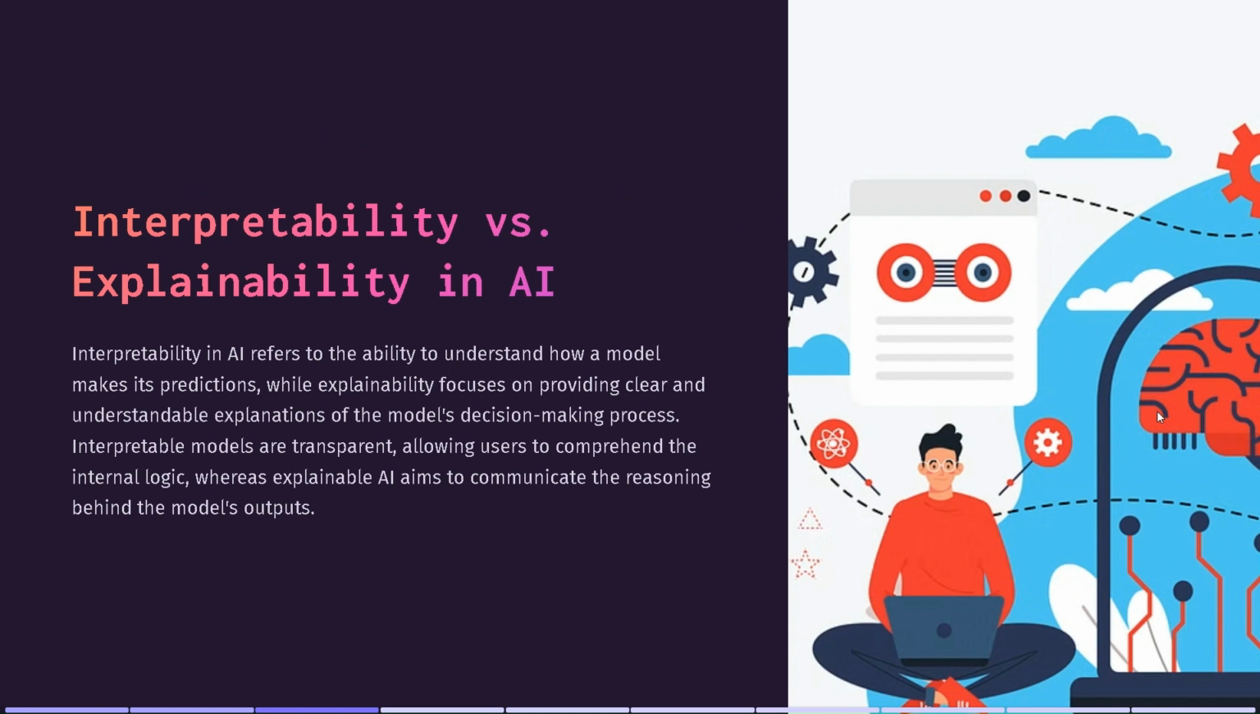When we say interpretability versus explainability in AI, interpretability refers to the ability to understand how a model makes its predictions, while explainability focuses on providing a clear and understandable explanation of the model's decision-making process. Interpretable models are transparent, allowing users to comprehend the internal logic, whereas explainable AI aims to communicate the reasoning behind the model's output. That is, if this is the output given by the model for this particular input, then what is the combination, what is the linking it is doing? It is done by trial and error. Hence, it is the explainability part.